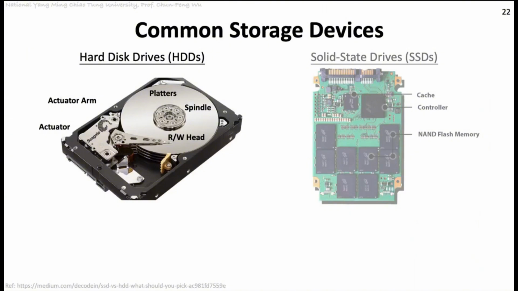So let's first talk about the device part. You will learn 2 different kinds of devices. One is the hard disk drive, on the left-hand side here. There are several components inside the hard disk drive. If you open the hard disk drive, you will see something like this. There is an actuator and an actuator arm. This arm is going to read out the data or write the data.